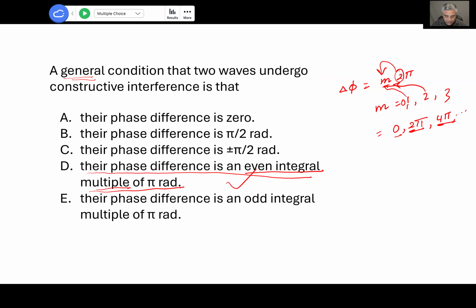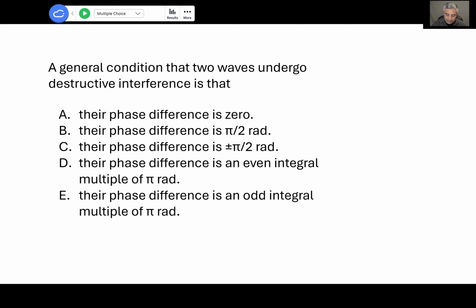So that is for constructive. Now, how about destructive? I'm now opening the poll with a similar question and similar choices, but this time it's for destructive.